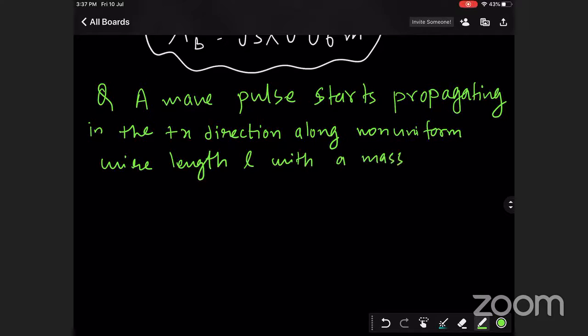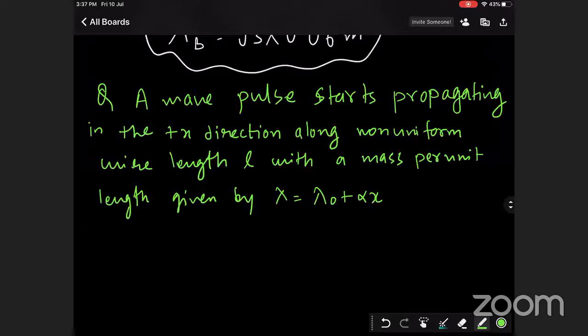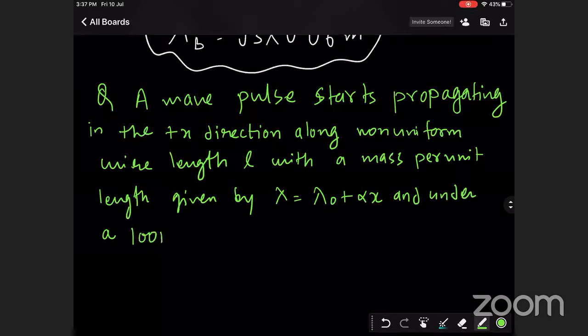with a mass per unit length given by mu equal to mu naught plus alpha x, and under a 100 Newton force. Okay, under a 100 Newton tension, not force. Same thing.